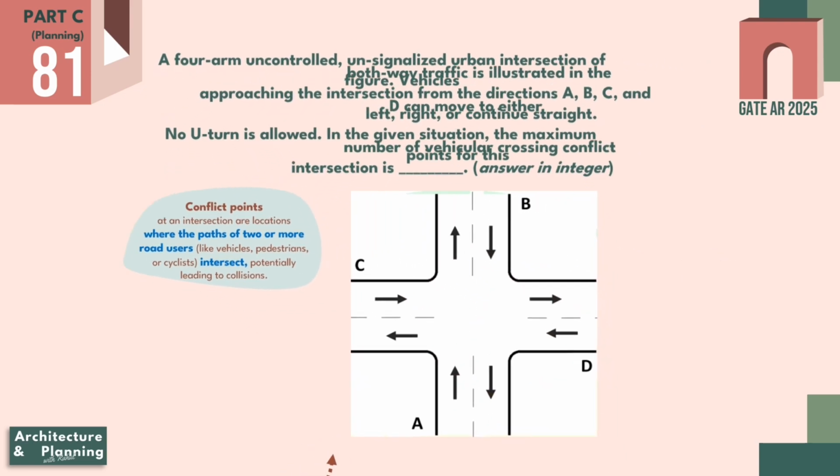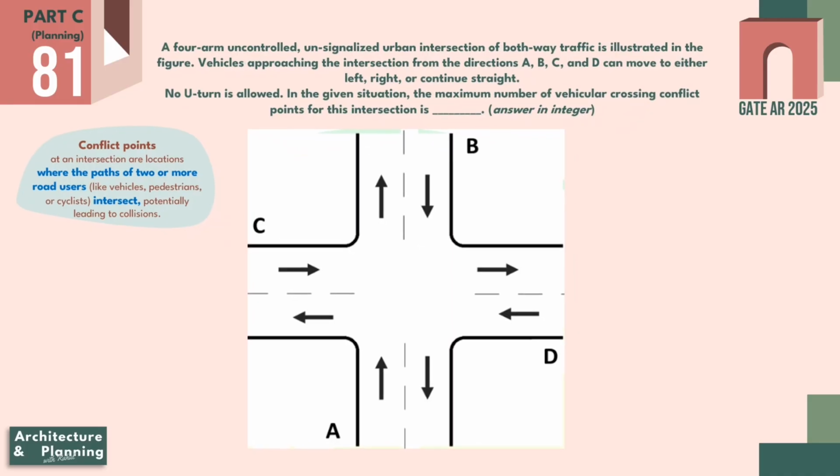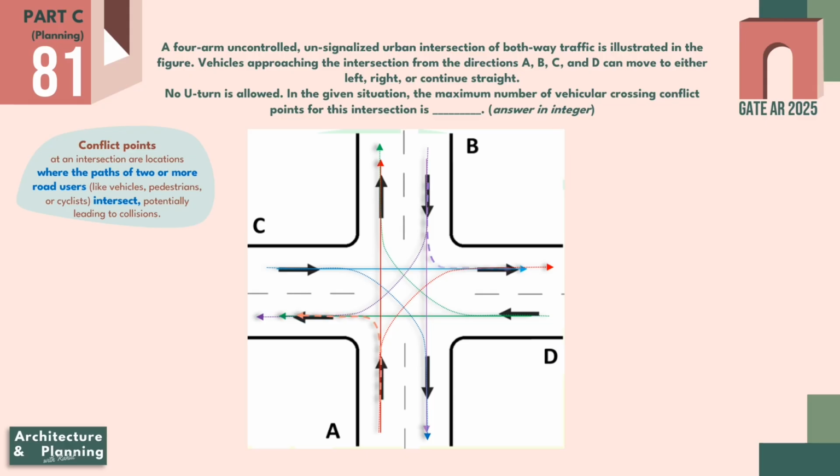Let's visualize this. So this is a 4-legged intersection in which vehicles can go straight from all the 4 directions, which is shown here by 4 different color lines. Vehicles can also take right turn from any of the road segments. Also, they can take a left turn. This path is shown by the dotted lines. Now, no U-turn is allowed as per the question. So, these are all the paths which vehicles can take from any of the road segments.